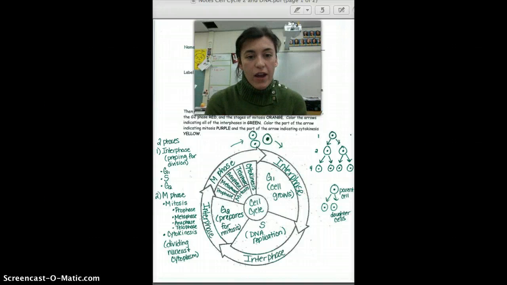Once it gets the final okay, yep, you're good to divide, we're all prepped and ready, everything's duplicated, then it's going to go into your M phase.